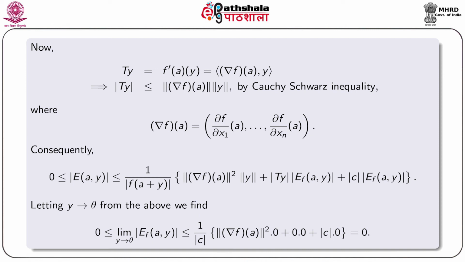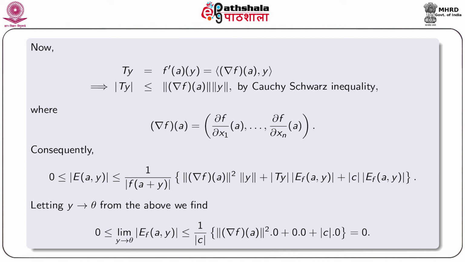As a result, mod of E a y is less than or equal to 1 by mod of f of a plus y times the sum of 3 quantities as we have shown here. Actually, we have cancelled norm y from both the sides. Now, we take the limit of these 3 quantities appearing in this inequality as y approaches the origin. The left hand side is 0. So, the limit is 0.